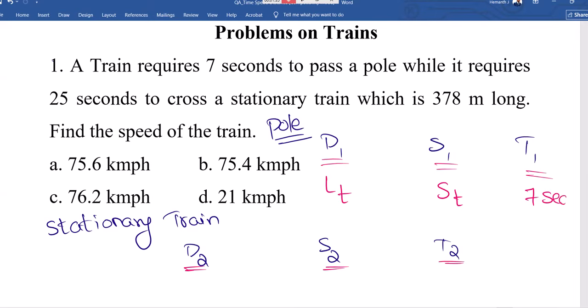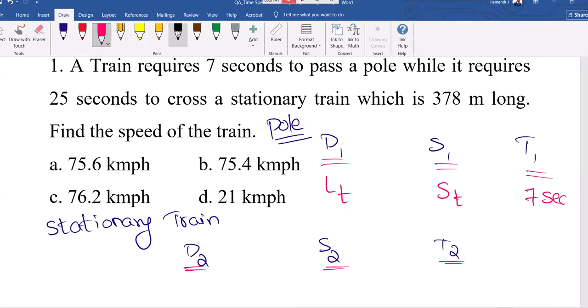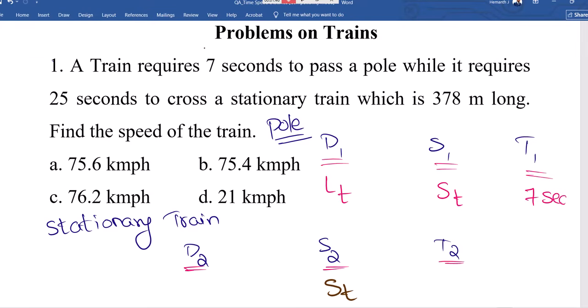Next, the train is crossing a stationary train. In this, what is the speed? Which is the moving object? Only one train, and the other train is stationary. So speed of the train only. Time taken: 25 seconds. Distance: length of the train plus length of the stationary train, which is 378 meters as per the question.